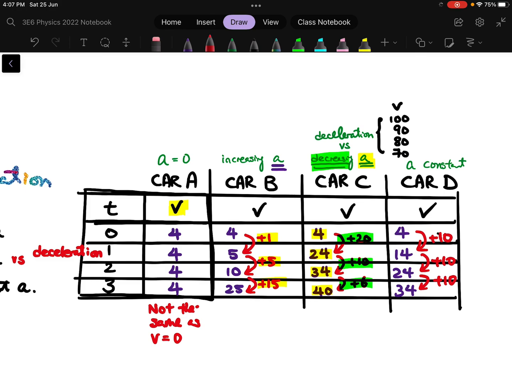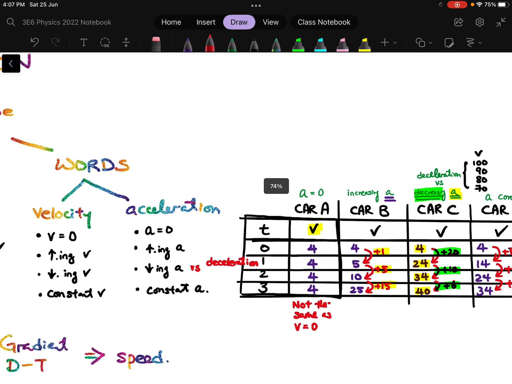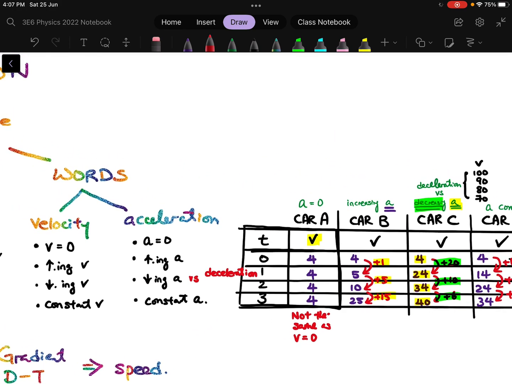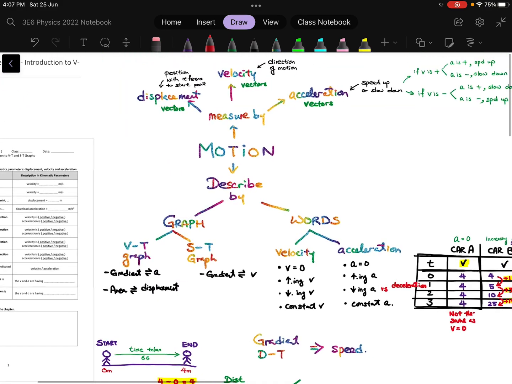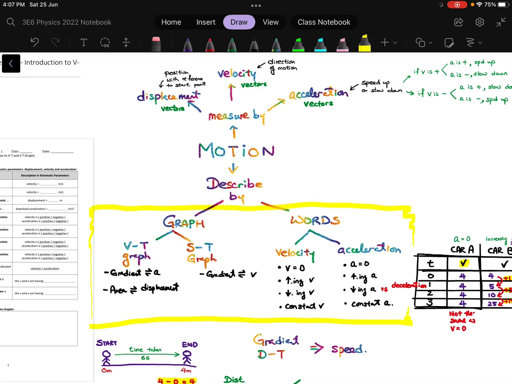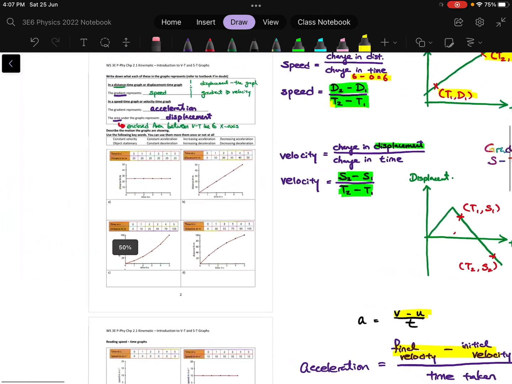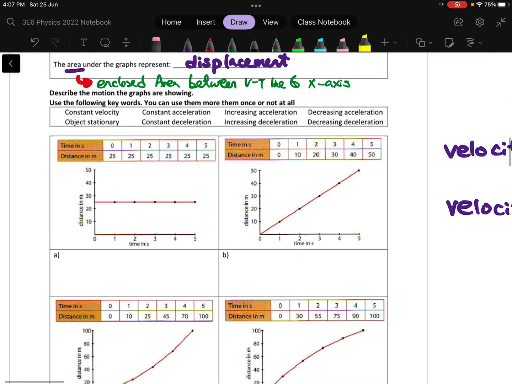Okay, so now what is the next step? The next step is that now that we know how to describe motion using words, we are going to link what we have learned in graph together with what we have learned in words. So what I'm going to do is give you a series of graphs, and you are supposed to tell me the types of motion that are being described by the graph.